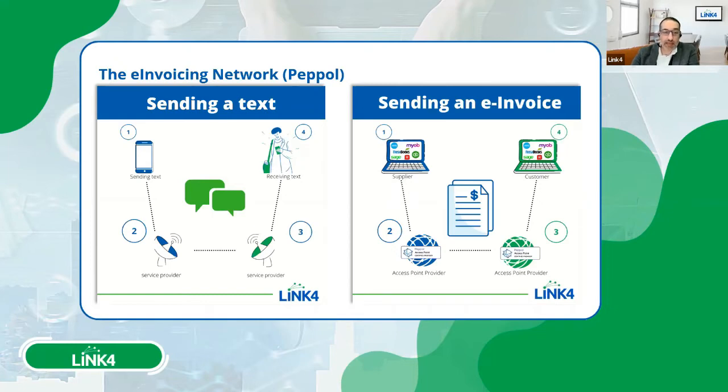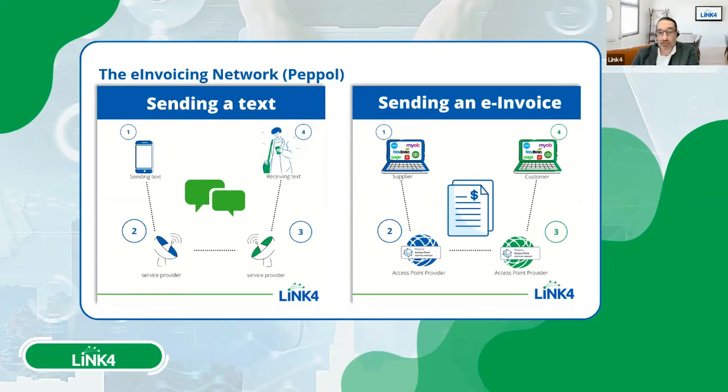So the sender will have a service provider, let's say you're using Telstra, and the receiver will have a service provider, let's say it's Optus. Using your mobile device, you create the message. The service providers will communicate with each other to deliver this message to the receiver's mobile network on the other side. That's almost exactly the same with e-invoicing.